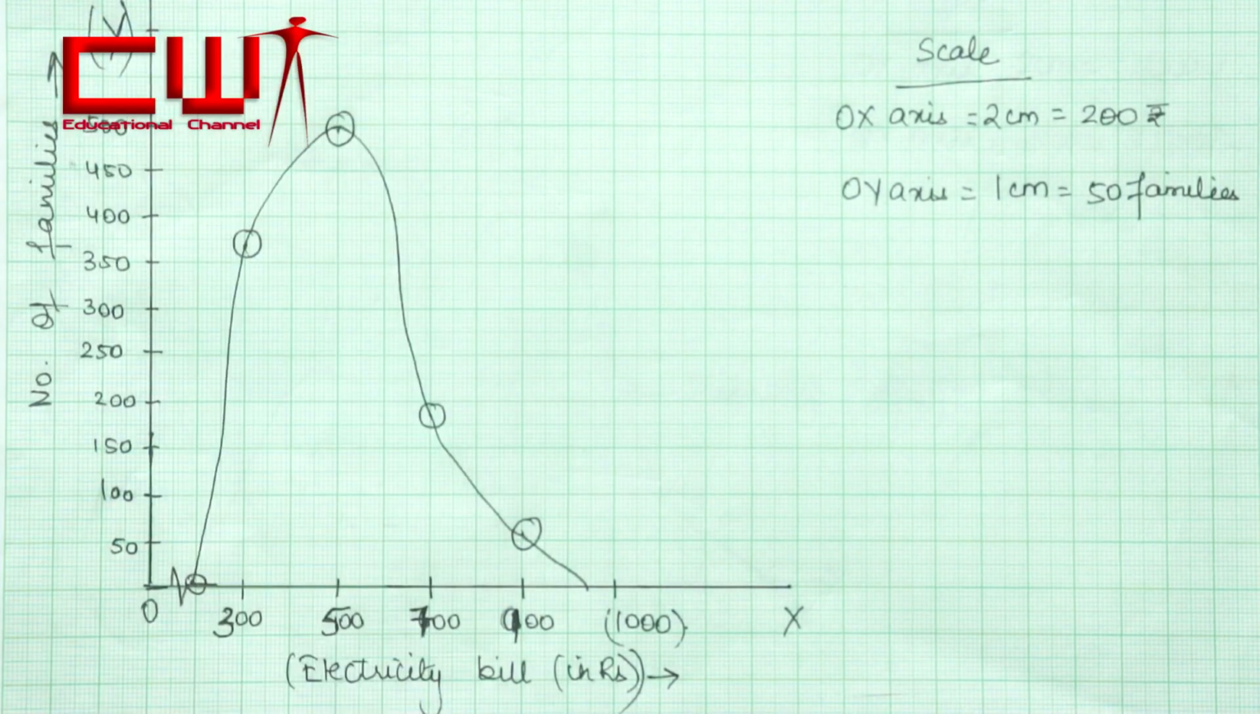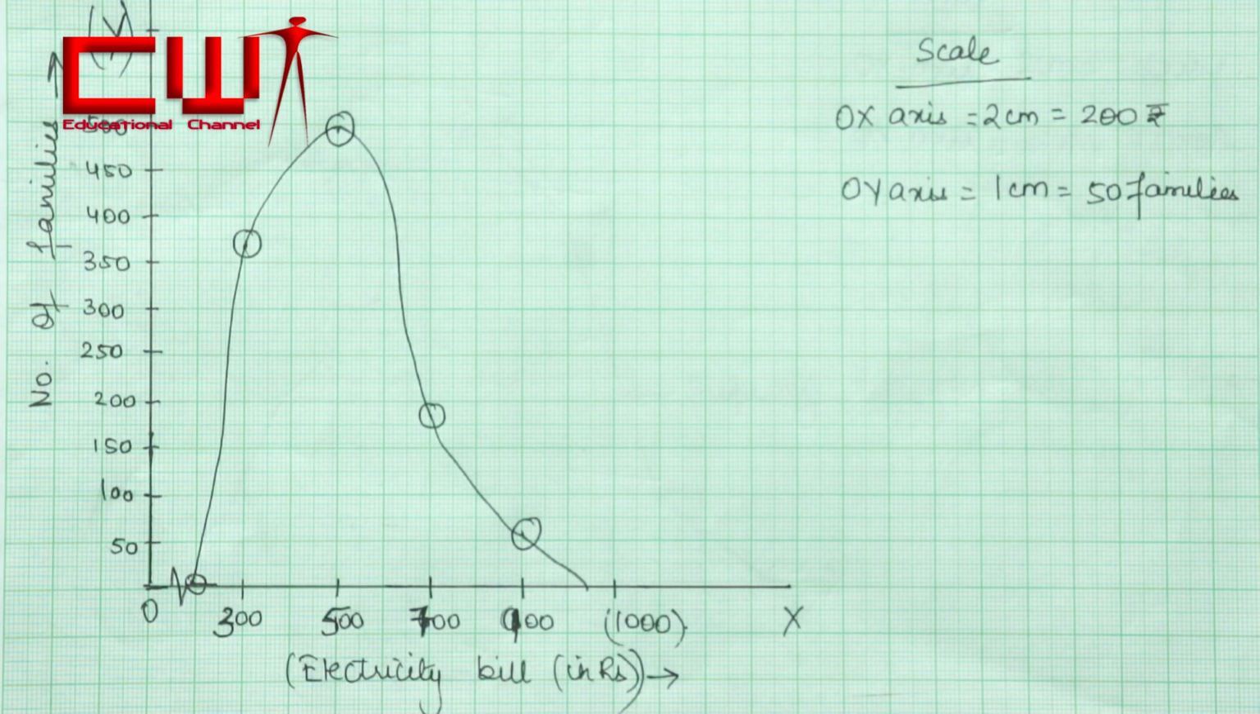This is the OY axis, right? So the electricity bill is 200 to 400, 400 to 600, 600 to 800, 800 to 1000. The number of families is 362, 490, 185 and 63. Now the problem here is that they have not asked you to draw a histogram. They have simply asked you to draw a frequency polygon.